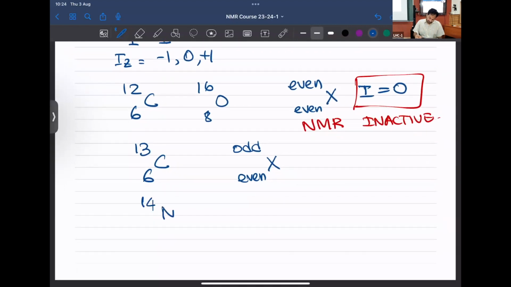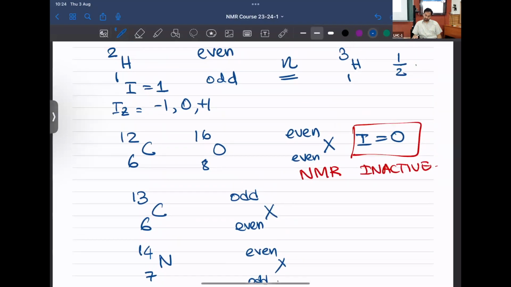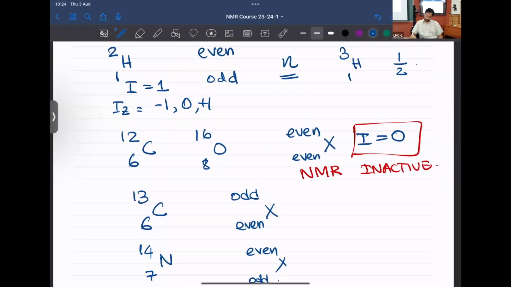Let's take another element that's super important, which is nitrogen. The most abundant isotope of nitrogen is 14N, right? And this is an even-odd nuclei. Is that right? Now, if you take a look at the even-odd nuclei, the spin quantum number of this is going to be, just had an example of that a moment earlier.